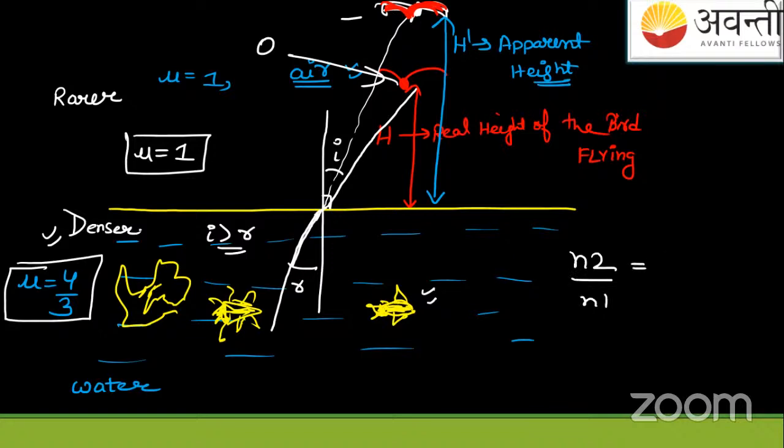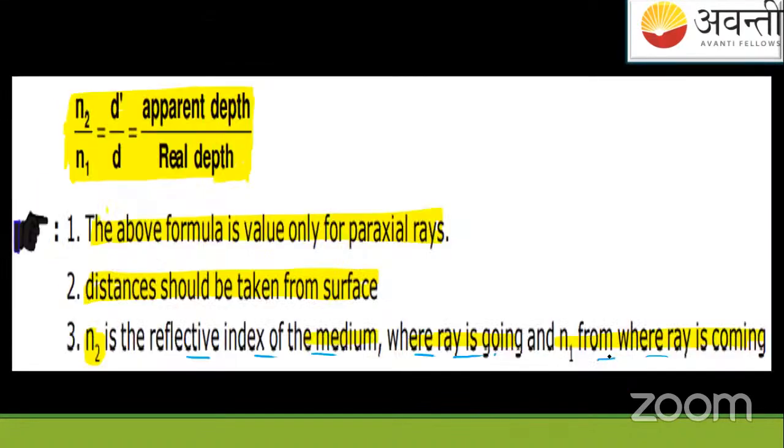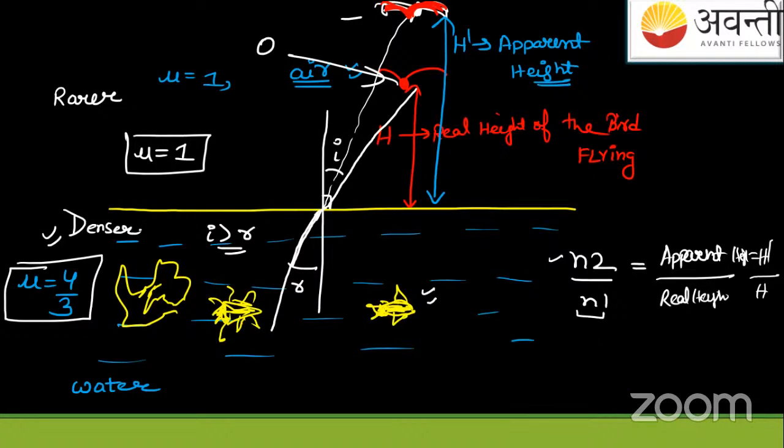This was the same. Apparent height h dash, real height h. Okay, how much is N2? N2 will be what? N1 was what? From where the ray is coming. What was the N1? Where the ray is coming from. Coming means from the object. The ray is coming from the object. See this? It's coming from the object. So I will write this medium, that is N1.